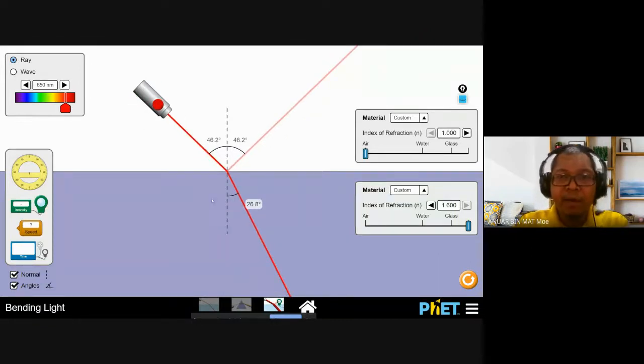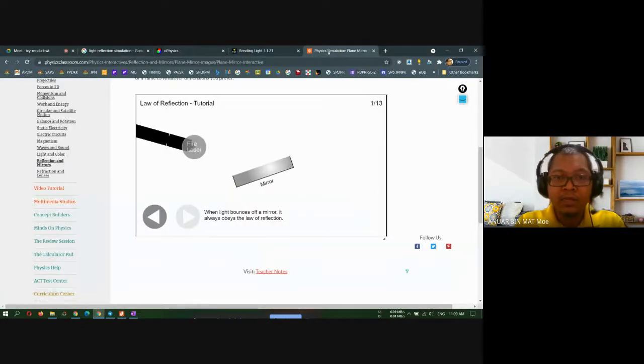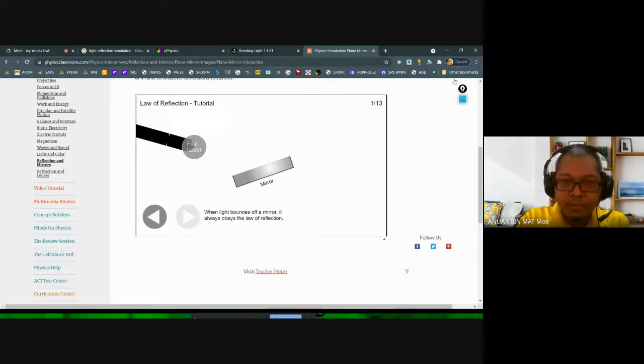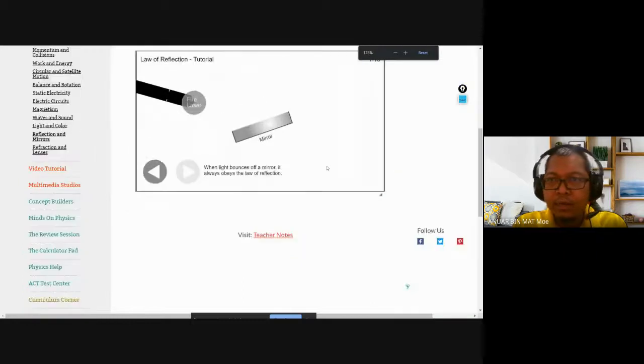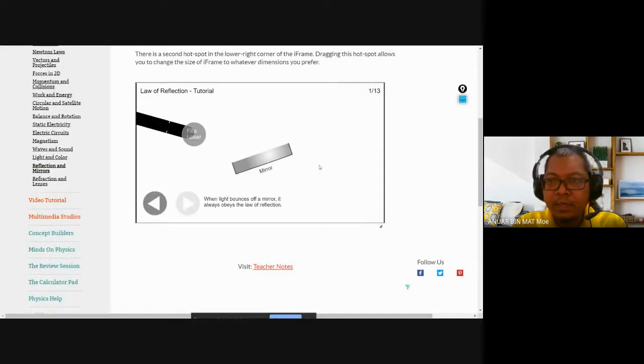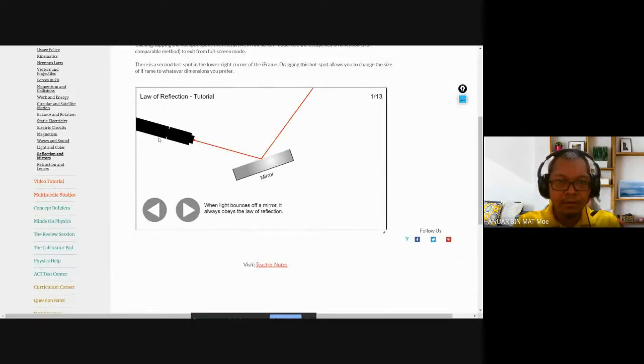Because this diagram includes the refraction of light, I need you to ignore the refraction angle. Never mind, I will try to take another simulation. I cannot zoom in. Okay, never mind. So this is what we call the law of reflection.